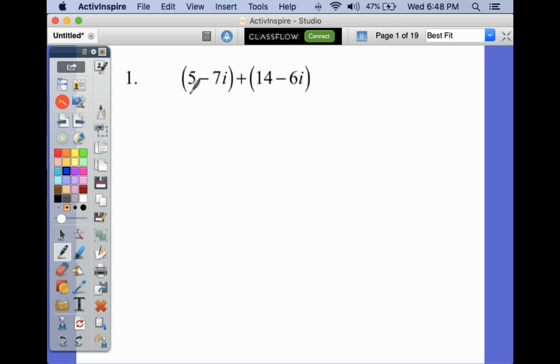So let's see, the real numbers are 5 and 14. We're going to add these numbers together. 5 plus 14 is 19, and then negative 7i plus negative 6i is negative 13i.